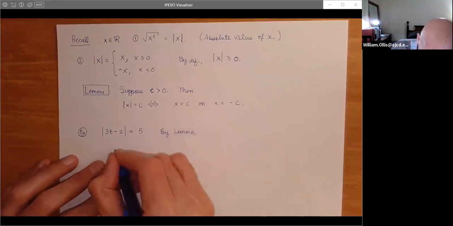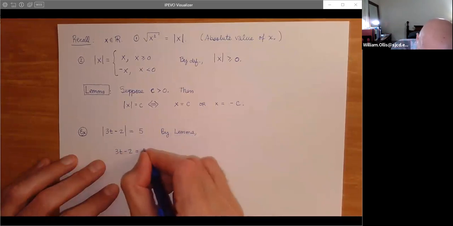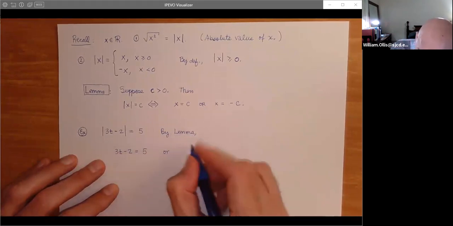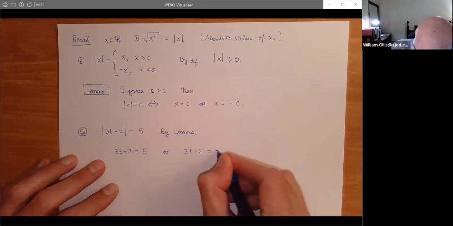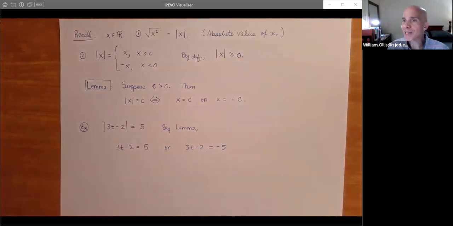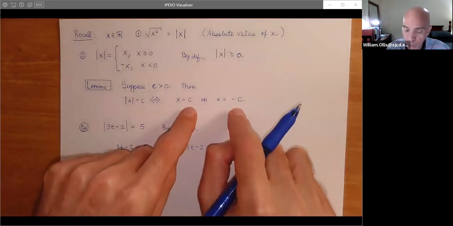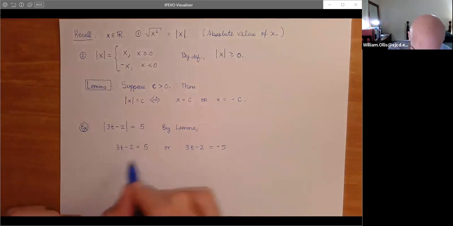by lemma, we have 3t minus 2 equals 5, or 3t minus 2 equals the additive inverse of 5. Okay? So again, we're extending the number of solutions with the absolute value. In some cases we may not, but we know from the definition of absolute value that we have at least one of these when this is true. Okay? So now we can easily solve.